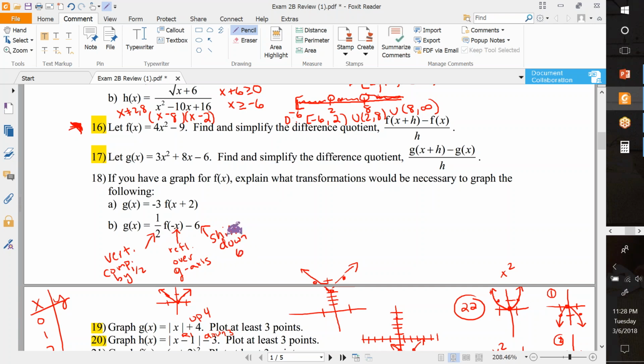Now that's all of my little notation. I have to write this as a sentence. So I'm going to say g of x is f of x, and make sure you write these in the order of operations. So this would be first, timesing by 1/2 would be second, and then subtracting 6 would be third. So g of x is f of x reflected across the y-axis.